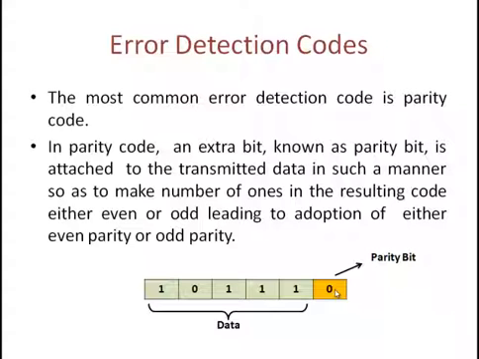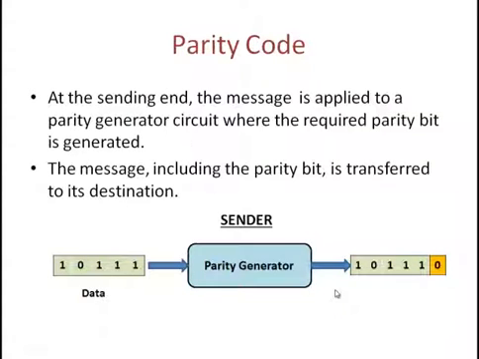Now the process of attaching parity bit is described here. At the sending end, the message is applied to the parity generator circuit where the required parity bit is generated. Like here, this data which is to be sent is applied to parity generator which generates the parity bit, and that parity bit is appended to the data, and this whole message is then transferred to its destination.